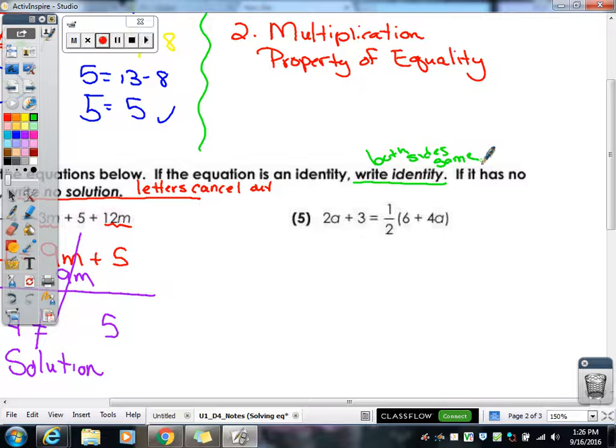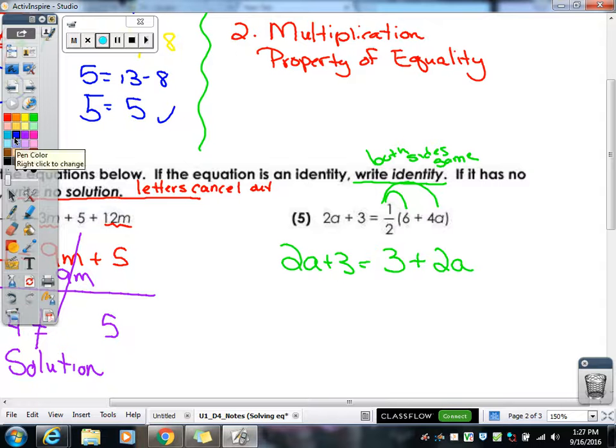All right, so I'm going to have 2a plus 3 on this side. I'm going to do this in my head. 1/2 of 6 is 3. When I distribute 1/2 times 4a, half of 4 is 2a. You see how they're just matching, but they're opposites? 2a plus 3 and 3a plus 2.